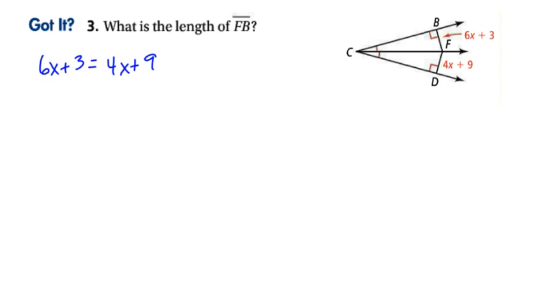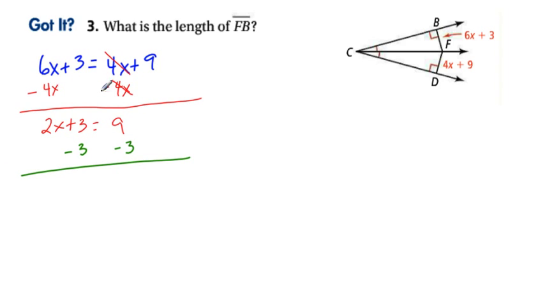All right, so let's go ahead and subtract 4x from both sides. Go ahead and solve this equation. When we do that, the 4x's cancel here, and I have 2x plus 3 is equal to 9. My next step is to go ahead and subtract 3 from both sides. These add to 0, so I have 2x is equal to 6, and my last step is to divide both sides by 2, and 2 divided by 2 is 1.